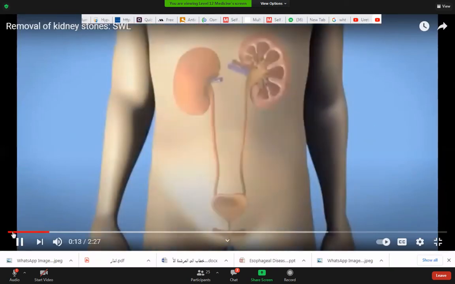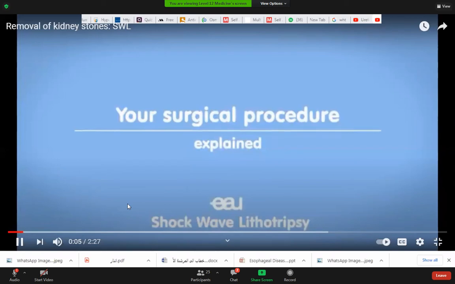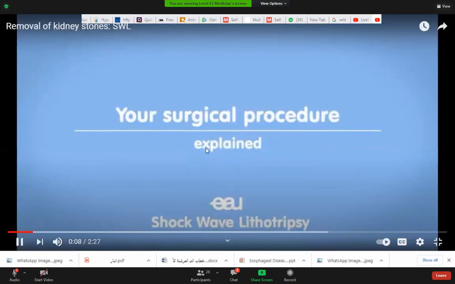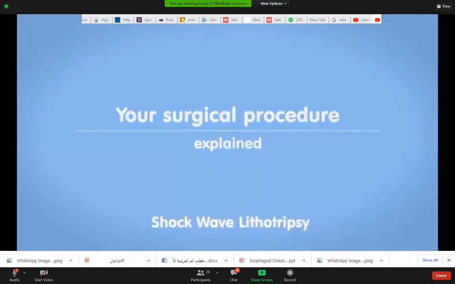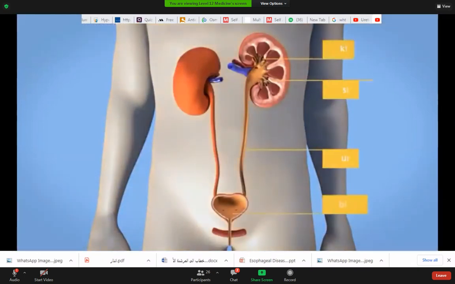Of the stones in your body, it is recommended that you undergo a shock wave lithotripsy. Can you see the video now? Yes, now yes. Yes, doctor. During this procedure, external shock waves are directed to the location of the stones in your body, which break the stones into tiny pieces. When you urinate, these pieces are then discharged from the body along with the urine.